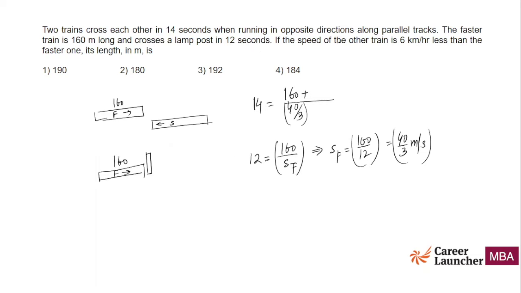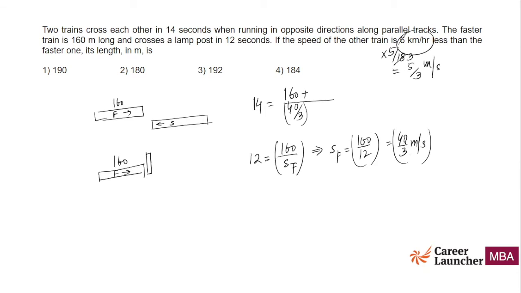If the speed of the other train is 6 kilometers per hour less, so how much is 6 kilometers per hour in meter per second? Because we are working with meters and seconds, right? So we have to convert this into meter per second. For this, we'll have to multiply it by 5 by 18. So 6 and 3, this is 5 by 3 meter per second less.